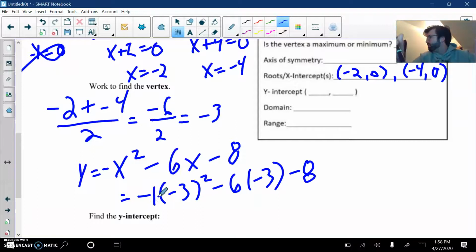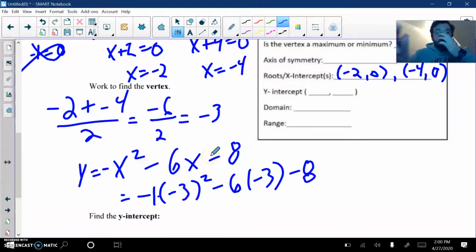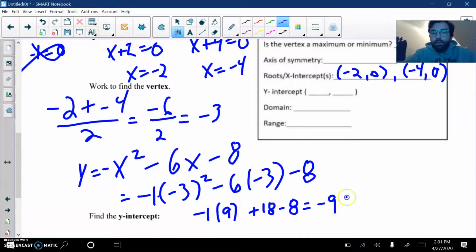So here we go. -3 squared, this is going to be -1 times -3 times -3, which is just -9. -6 times -3 gives me +18 minus 8. So it's -9 plus 18 minus 8. Well, -9 plus 18 is 9.